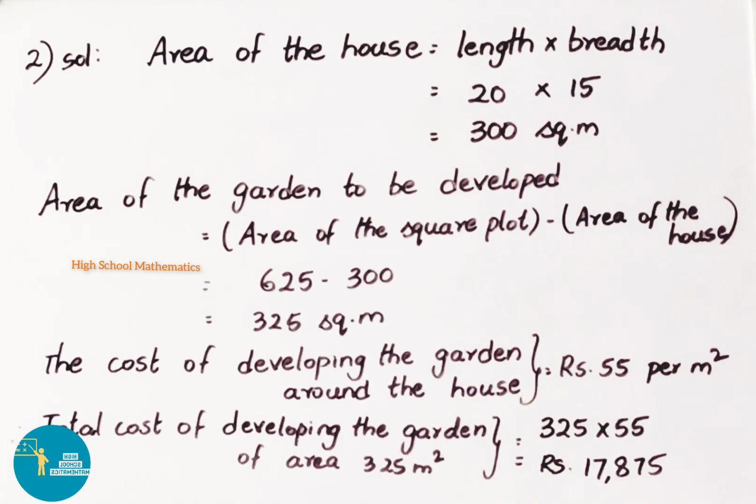They have given in the question that the cost of developing the garden around the house is 55 rupees per meter square. Therefore, the total cost of developing the garden of area 325 meters square is 325 into 55, that is 17,875 rupees. Today we have seen Class 8 Chapter 11 Mensuration Exercise 11.1, sums 1 and 2.